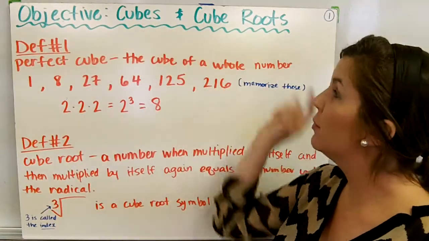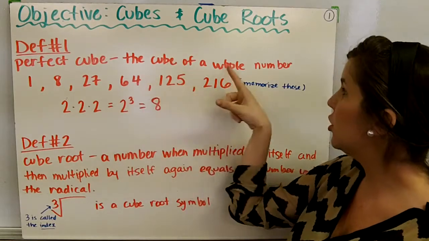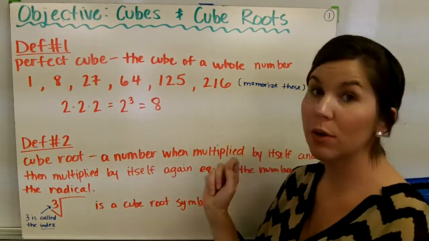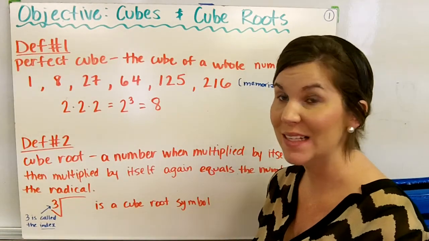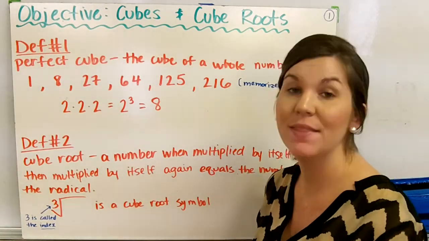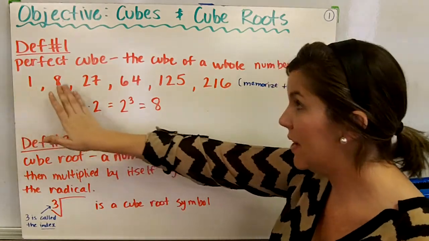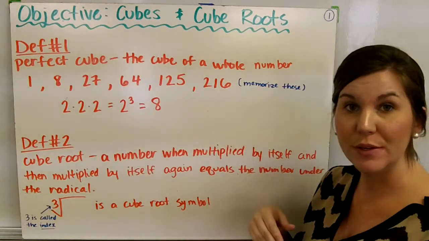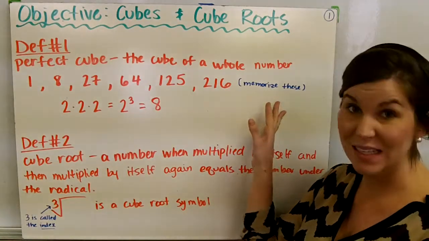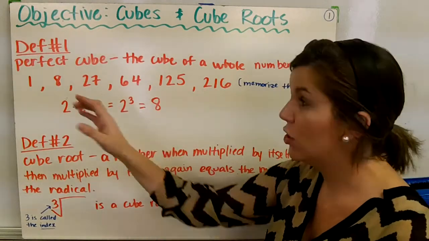Objective, cubes and cube roots. Definition number 1, a perfect cube is the cube of a whole number. So a cube means it's raised to the third power, or multiplied by itself once and then multiplied by itself again. So 1, 8, 27, 64, 125, and 216, you need to memorize these. These are the first 6 perfect cubes.